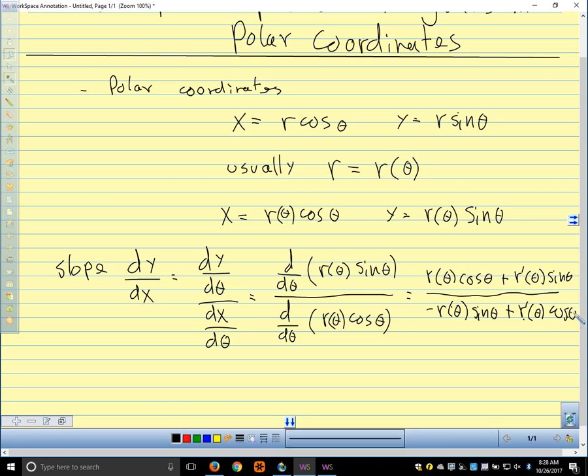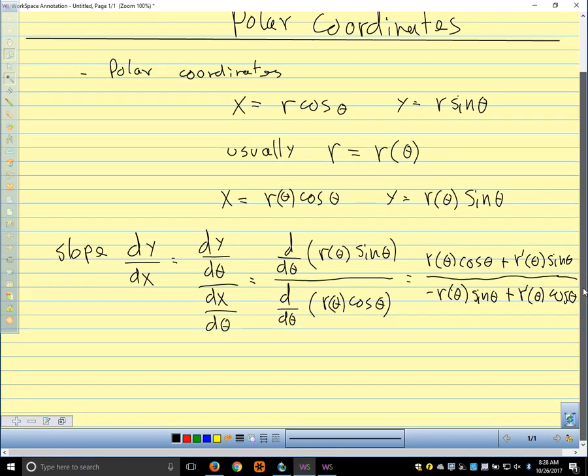And the reason that we wrote this all out, in general, to find our slope, we just do the derivative with respect to theta of y and the derivative with respect to theta of x, and do that as a fraction. I wrote this out this way because we're going to use this also to talk about how we find the slope of the tangent line at the pole, because we get a special case there. All right, so there's our slope. We get this nice expression involving sines and cosines, and whatever our r of theta happens to be.